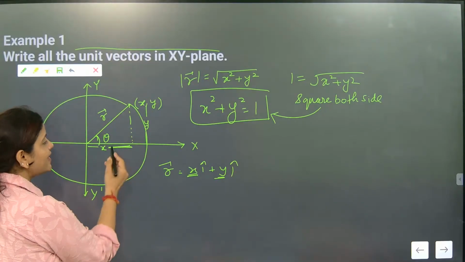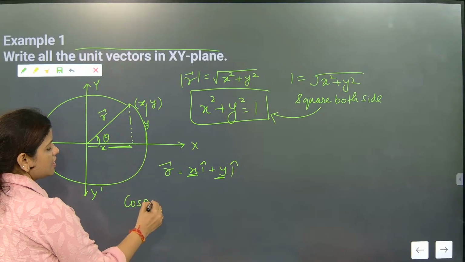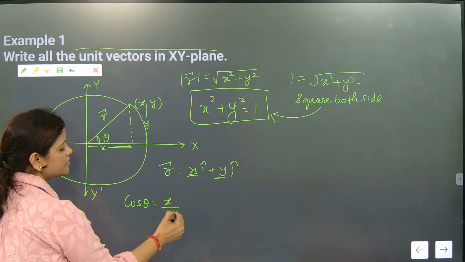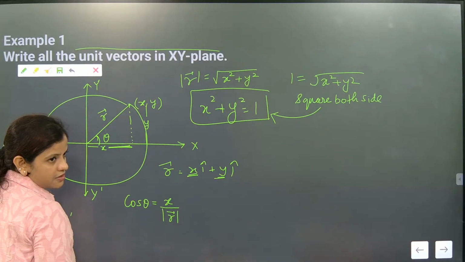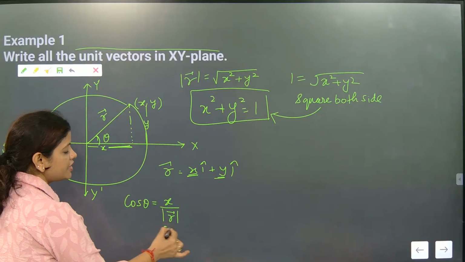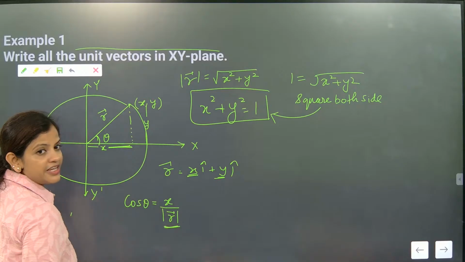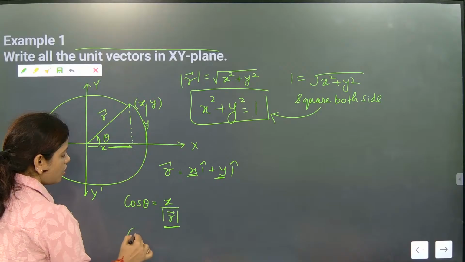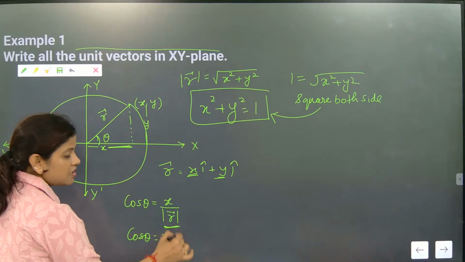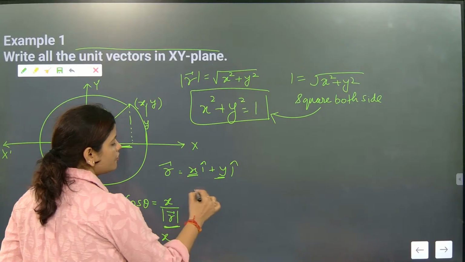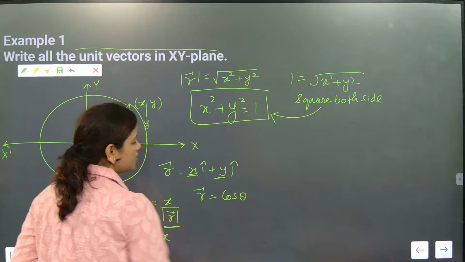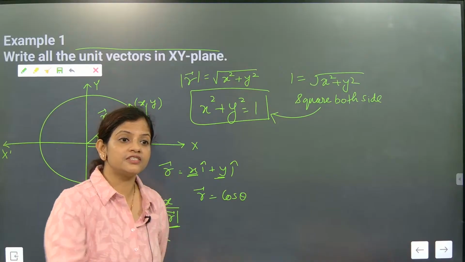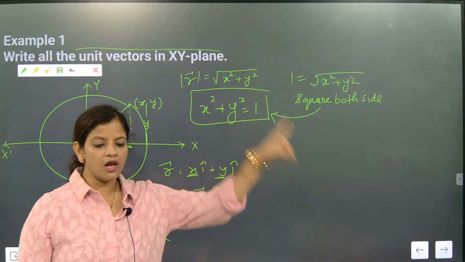Now here this is x. Can I write cos theta is equal to base by hypotenuse? Once we are writing like this, what is the magnitude of the hypotenuse here? Because it is a unit vector, it is 1. So cos theta is equal to x. So instead of x, we are going to write cos theta. That means theta can go from 0 degrees to 360 degrees. That means you will rotate all around.